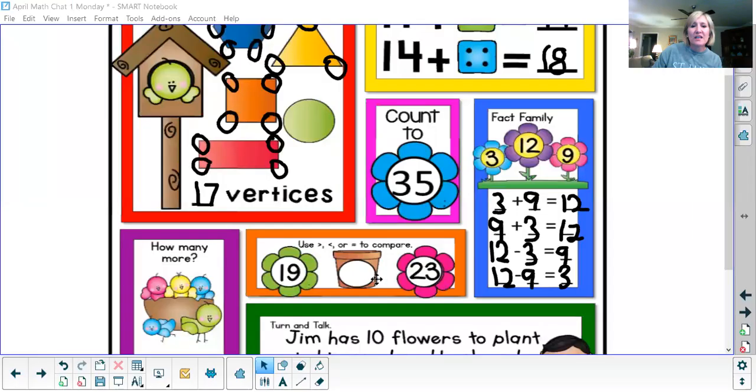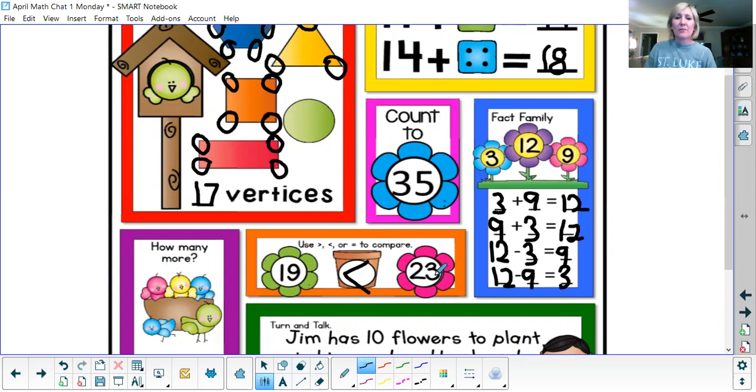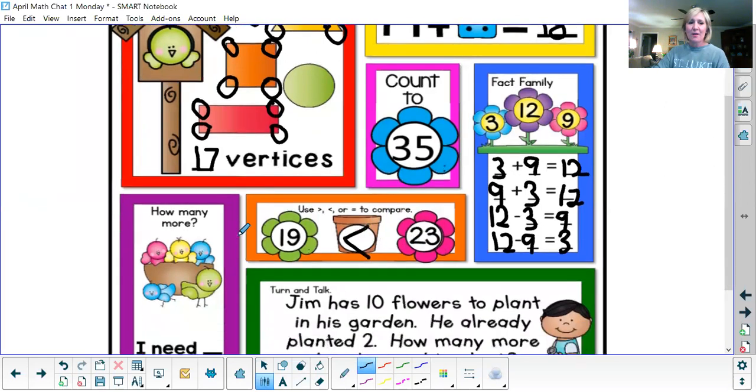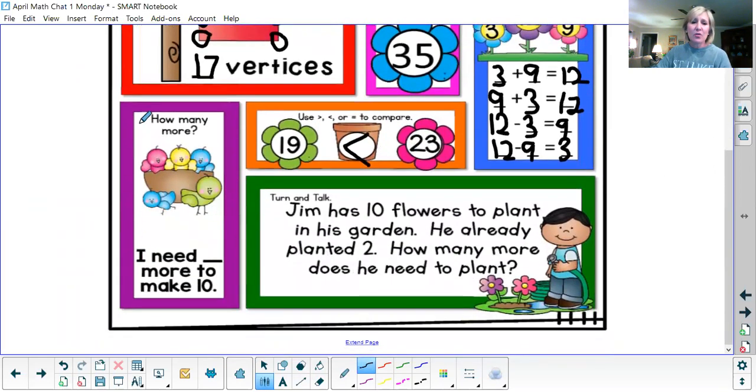So what that means is that the alligator's mouth is going to open up wide to eat the bigger number. So the big open part is going to point toward the larger number. So let's see, we've decided that 23 is the larger number. So I'm going to make the alligator's mouth open up to eat the bigger number. This says 19 is less than 23. Good job. Now, we're almost finished.